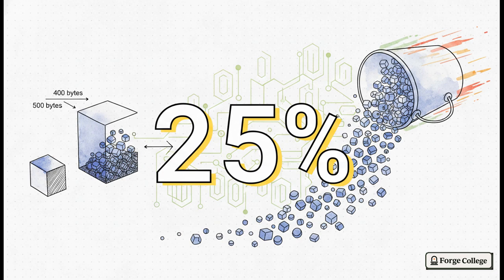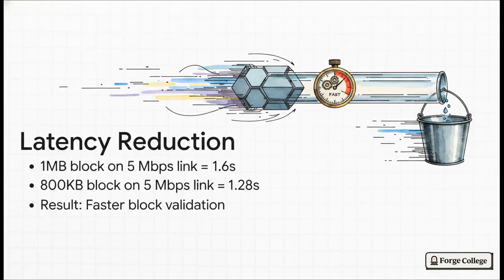Think about it. If you have a 1 megabyte block, dividing it by 400 bytes yields 25% more transactions than dividing it by 500 bytes. You've essentially just made the bucket hold 25% more value without making the bucket itself physically larger. How cool is that? But wait, it gets even better.